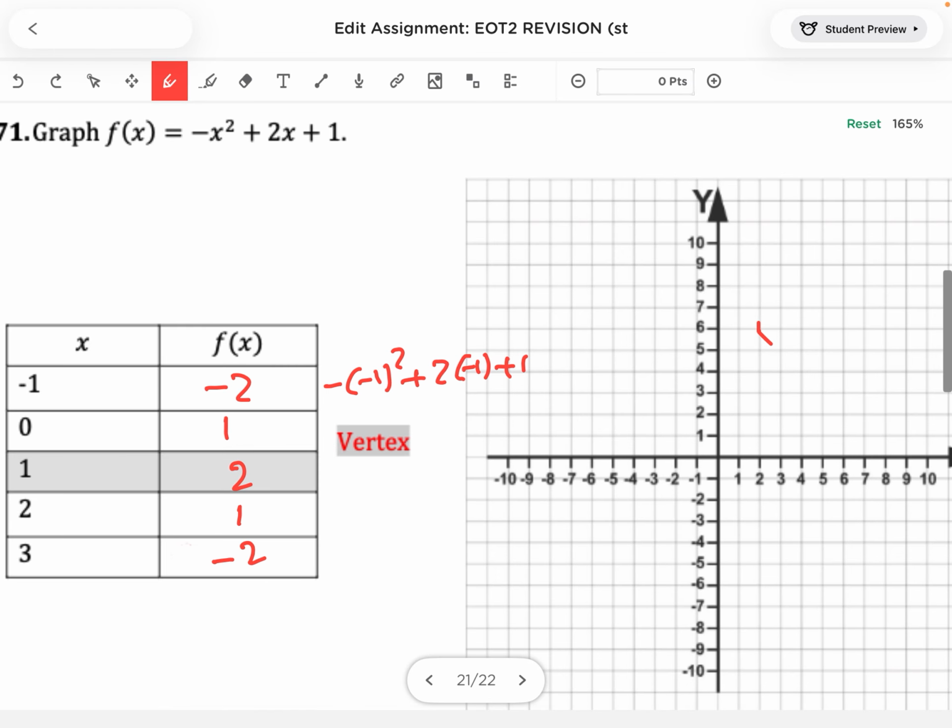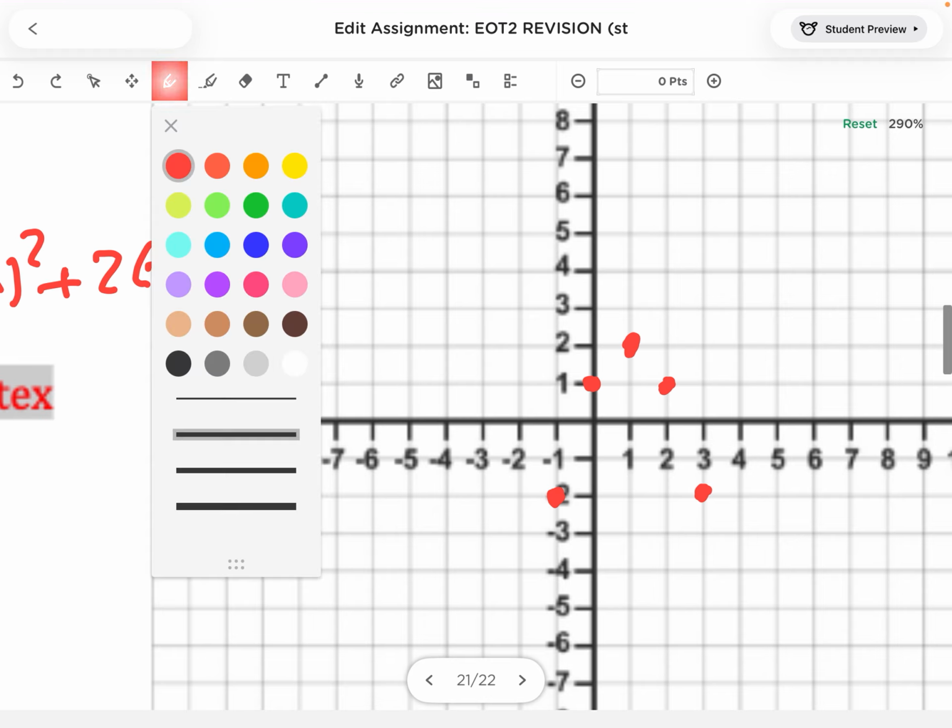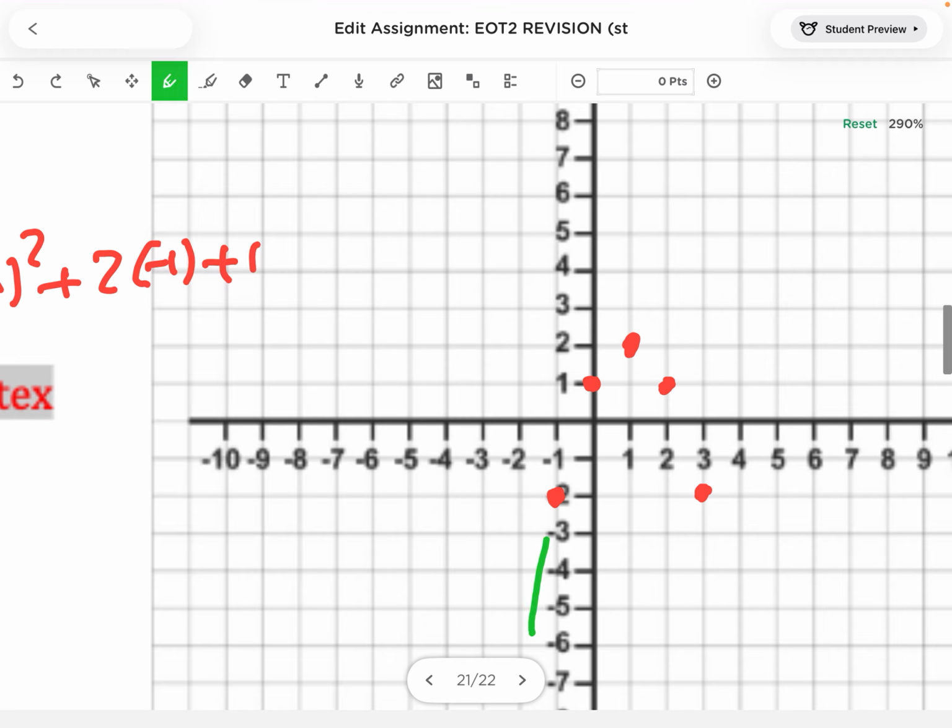Let us plot. Negative 1 and negative 2, the point is here. 0 and 1, the point is here. 1 and 2, the point is here. 2 and 1, the point is here. 3 and negative 2, the point is here. No, we have something wrong. 2 and 1. The point is here. Now we have to connect all these together. And that's it.